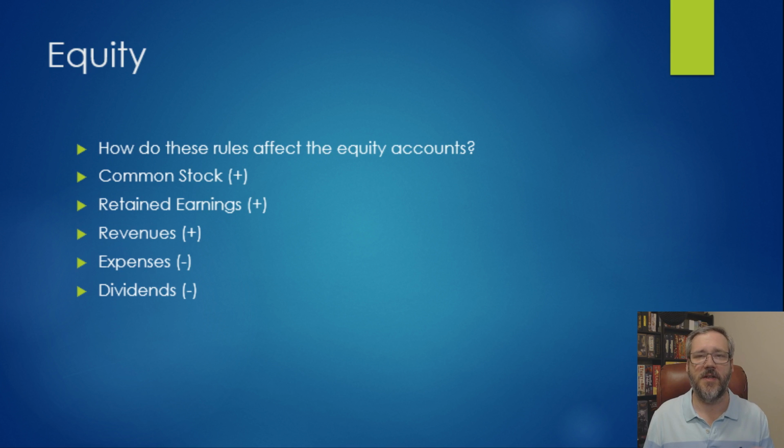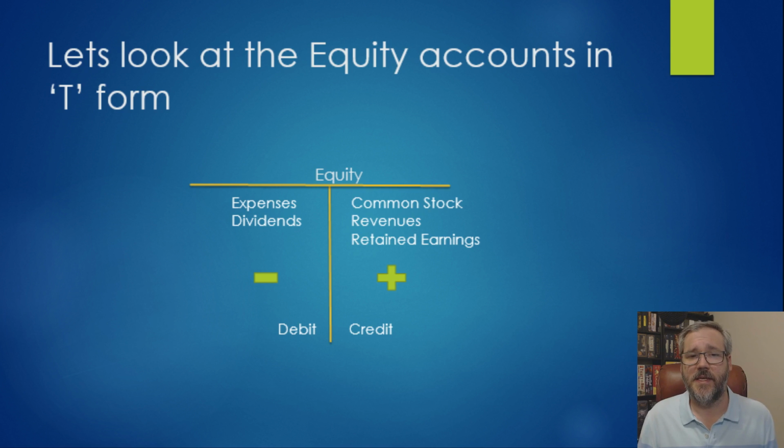So those rules of debit and credit that we looked at a moment ago don't quite apply to equity, except that we have to remember expenses and dividends reverse what revenues and retained earnings mean. So my equity accounts in T account form, again, expenses and dividends work to reduce equity. So they have a normal debit balance. And I haven't really talked about normal balances yet, so kind of keep that word bouncing around a little bit.